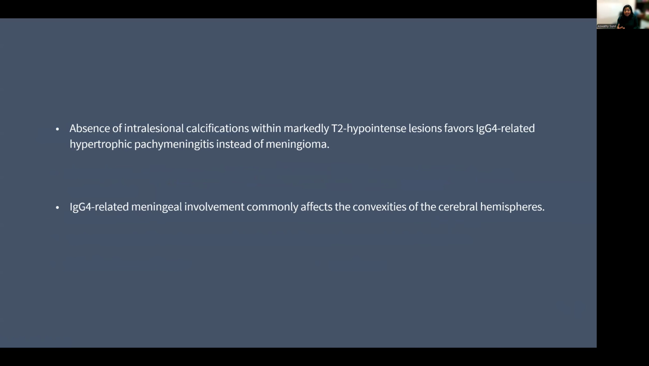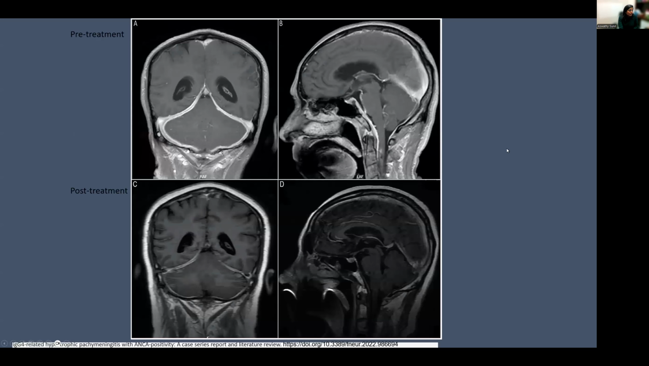IgG4-related disease typically doesn't show any intralesional calcification. So if there is no intralesional calcification within a markedly hypointense lesion, it usually favors IgG4-related disease rather than a meningioma. And it usually affects the cerebral convexities. So this is a pre-treatment image showing diffuse thickening of the pachymeninges and diffuse enhancement, with reduced thickening and enhancement on post-treatment images.